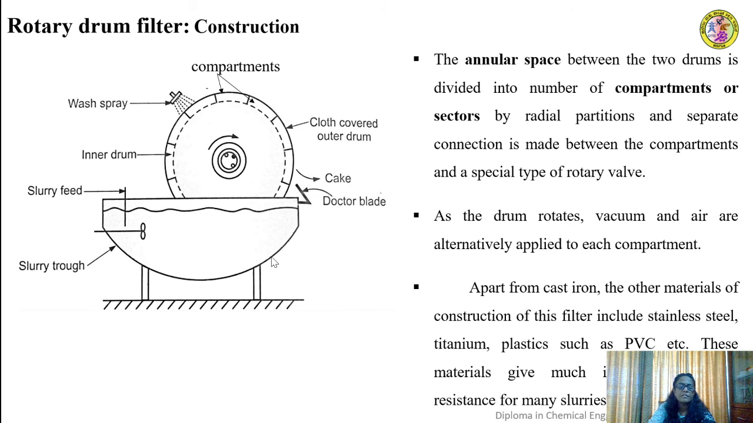This is about the material of construction for a rotary drum filter. The construction can be done with a suitable material depending upon the corrosive nature of the slurry being handled. We can have very corrosion resistant materials like stainless steel, titanium, and plastics such as PVC. The cost can be reduced by using other low cost materials, depending upon whether the slurry is corrosive or non-corrosive in nature.